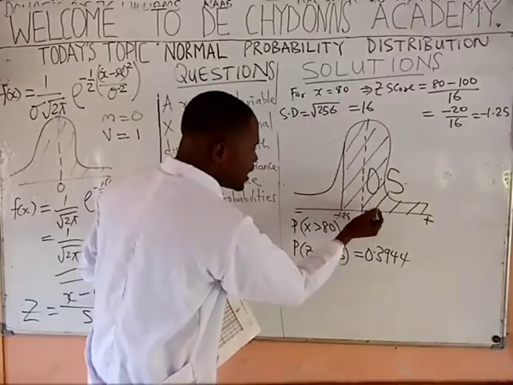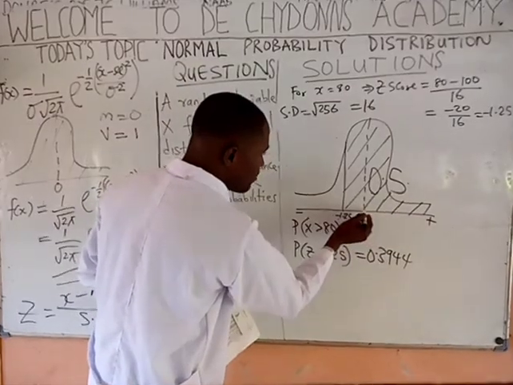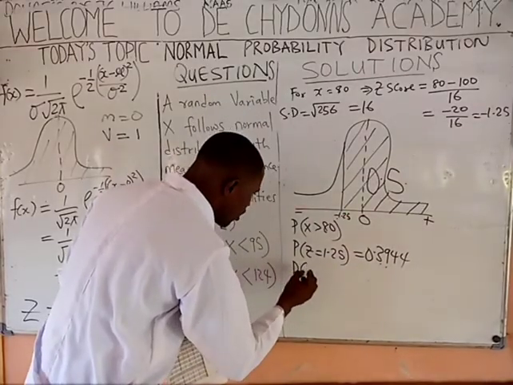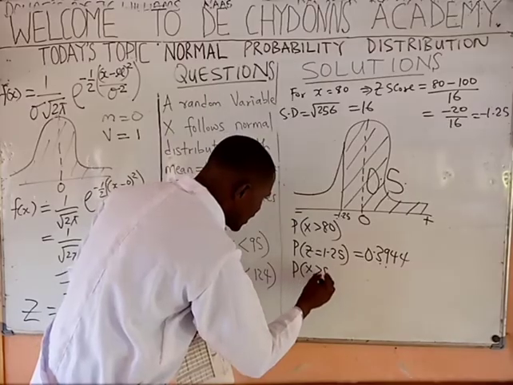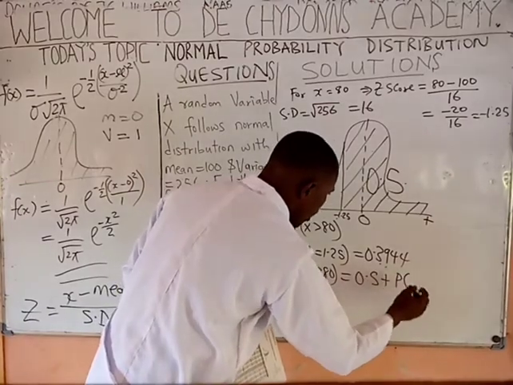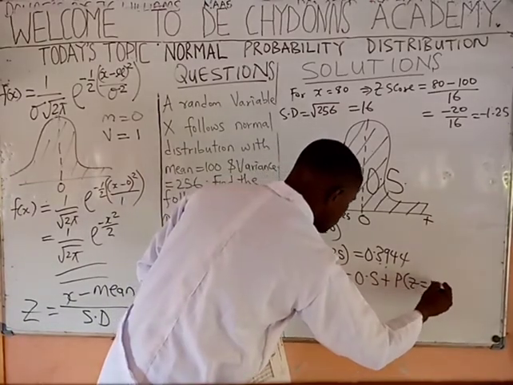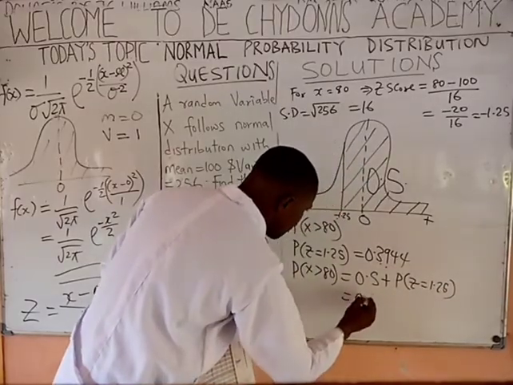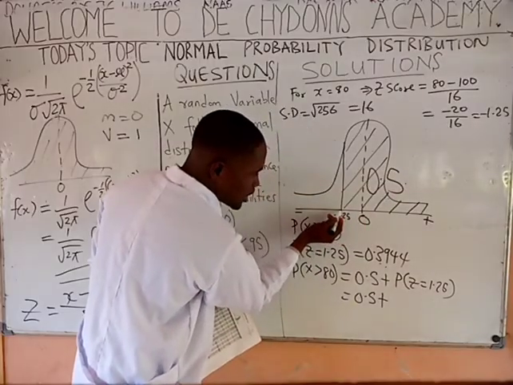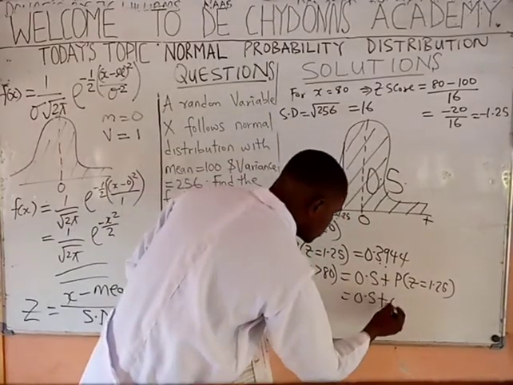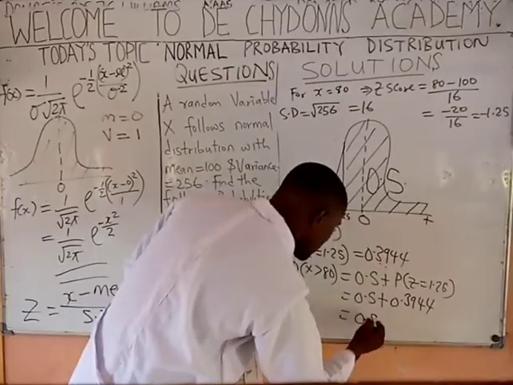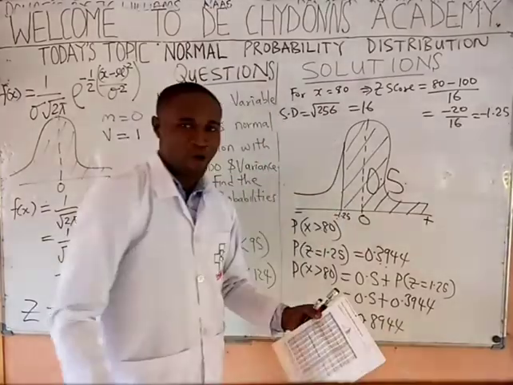Now, since this 0.5 is shaded and the probability from 0 to this is 0.3944, it means that probability of x greater than 80 will be equal to 0.5 plus probability of z equals 1.25. Because the region from here and here is included, that is why we are adding: 0.5 plus 0.3944, and that will give you 0.8944. Hope you understood it.